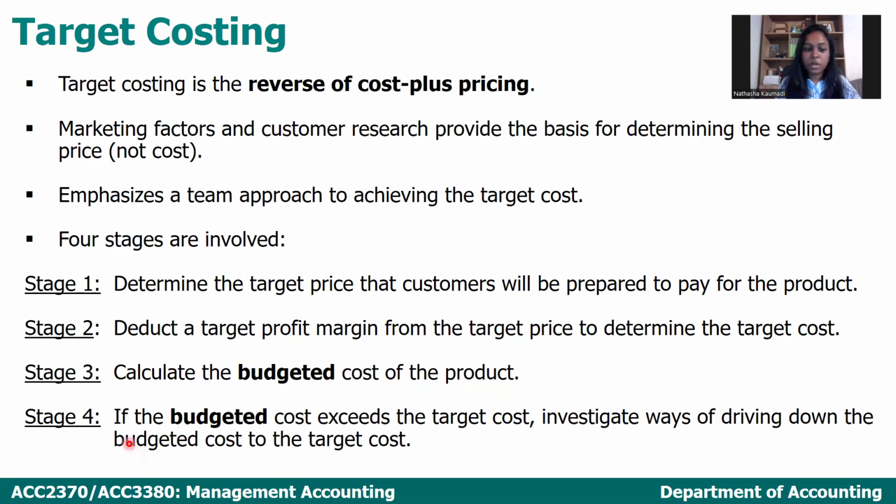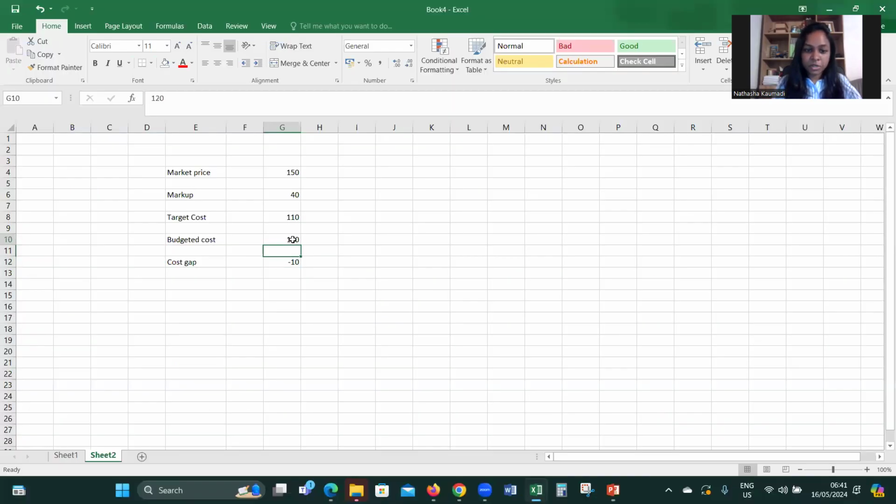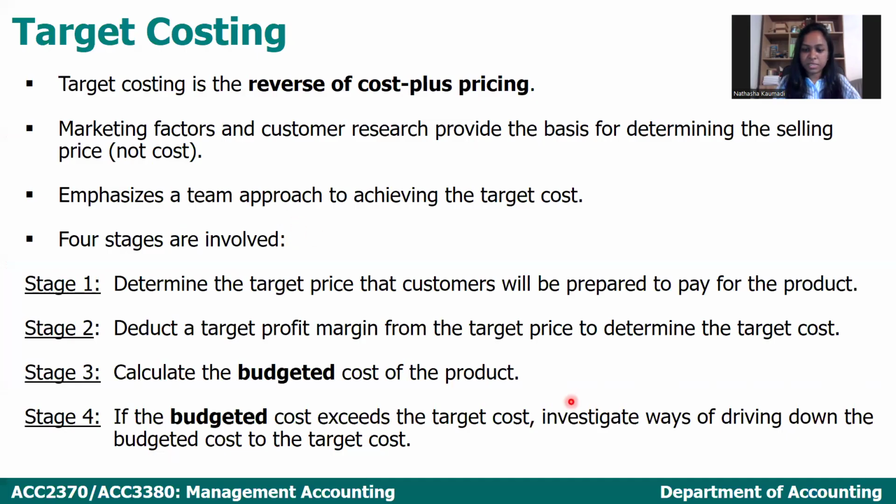Last step, step 4. If the budgeted cost exceeds the target cost, investigate ways of driving down the budgeted cost to the target cost. You need to find ways to reduce the budgeted cost to the target cost. Maybe you can negotiate with your suppliers. Maybe you can negotiate with your laborers. You will have to cut down unnecessary overhead costs. Likewise, you have to drive down the cost. This is the reverse of cost plus pricing.